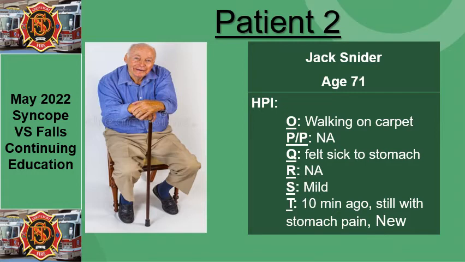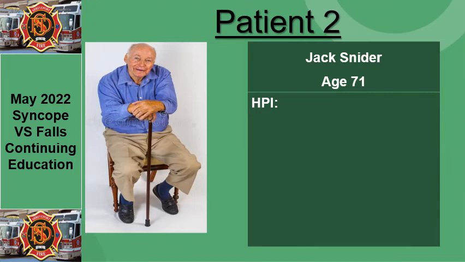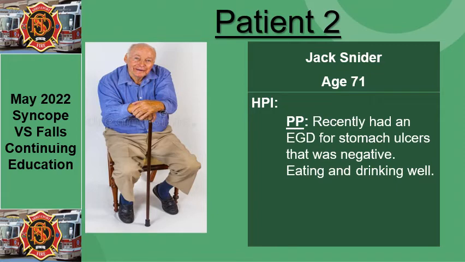Everything's new, so think about what you need to ask for pertinent positives and pertinent negatives. Jack is a little older. Maybe he's had a heart attack, or maybe he's on Plavix or aspirin, or maybe he's just had some bad tacos. Who knows? So let's talk about the pertinent positives. Recently he had an endoscopy for stomach ulcers that was negative. Why did he have this endoscopy? Well, he's had epigastric pain for a while. He's been eating and drinking okay though.